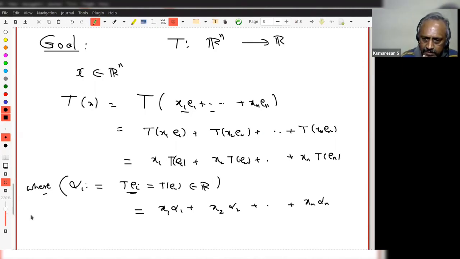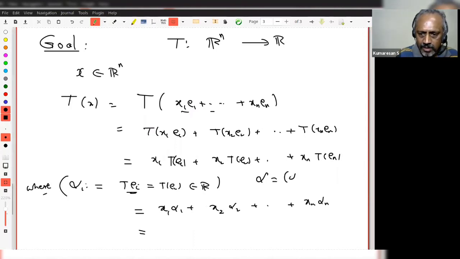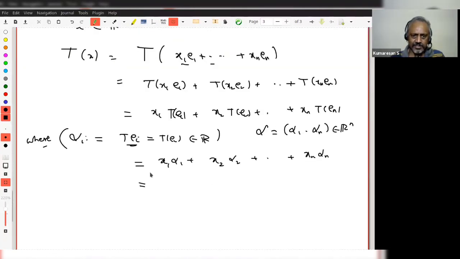Now go back. Do you see what this is? Do you recognize this, in terms of something which you defined earlier? Note, let us look at alpha as alpha 1 to alpha n. This is a vector in Rn, right? What is alpha i? It is T of Ei. That's a number, right? Therefore, this alpha is a vector in Rn. x is a vector in Rn. Then what is x1 alpha 1 plus x2 alpha 2 plus xn alpha n? Can somebody tell me the answer? Sir, dot product. Yes, that's a dot product of the vector x and alpha.